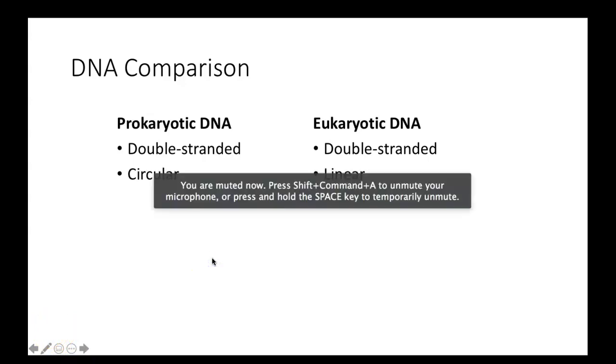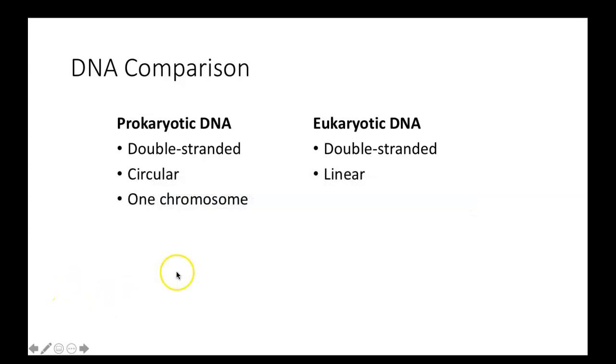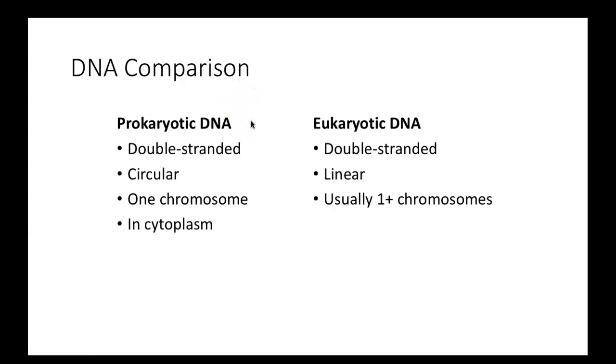And in eukaryotes, the chromosome is actually linear. In prokaryotes, they only have one chromosome, and that's what makes it circular. There's just one circular chromosome. Eukaryotes are usually going to have more than one, so more than one chromosome in eukaryotes. The DNA of prokaryotes is found in the cytoplasm, and in eukaryotes, it's found in the nucleus.